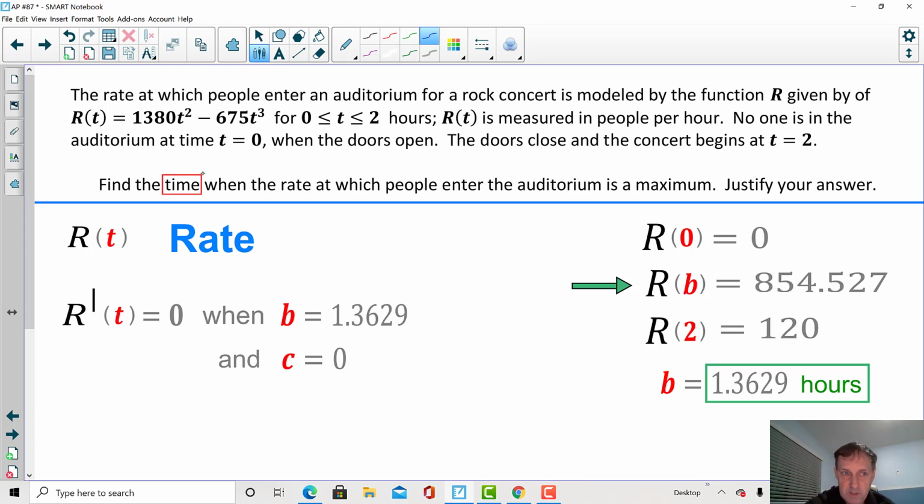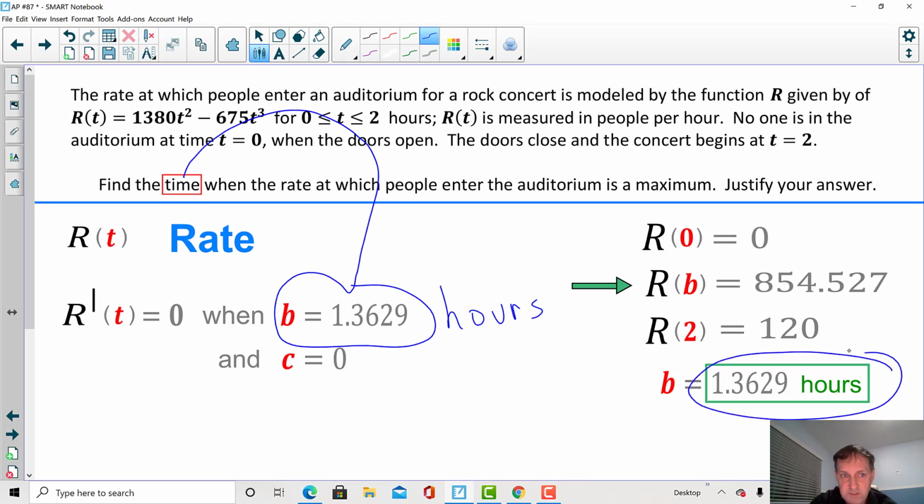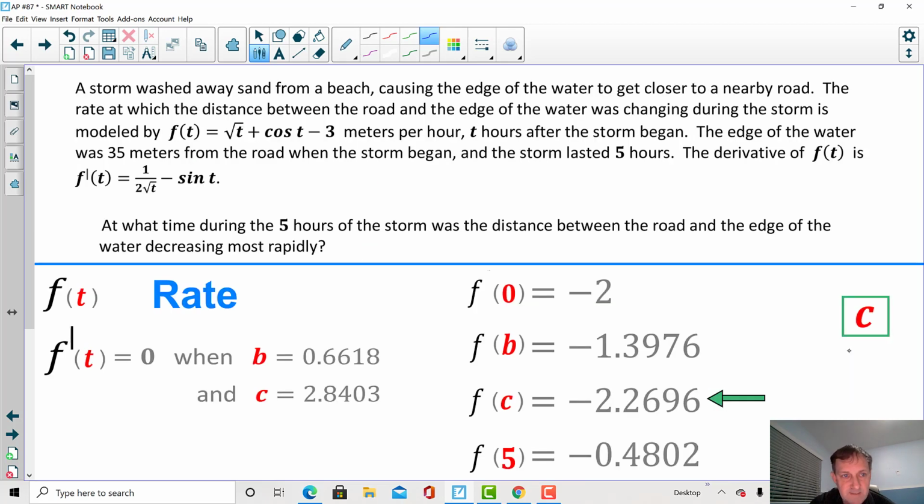And don't forget to answer the question. The question wants to know the time, so your answer is just this time here. And again, the units were hours. So there's our final answer to our question. And here's our last example. Again, they're giving us a rate called f of t, and that's the rate that the distance between the shore and the road is changing at any time t.